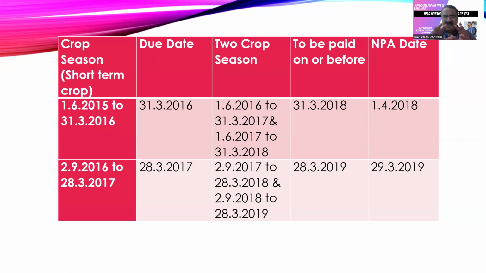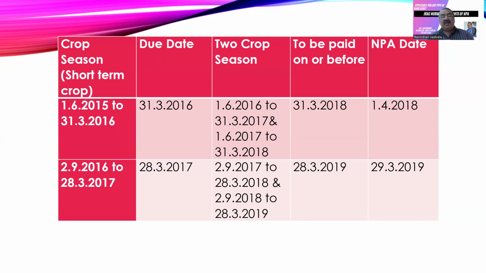If you understand this table very clearly, then agriculture advances classification with reference to NPA is very simple. I'm going to the second exercise. As per the sanction letter, the crop season is 2/9/16 to 28/3/17, and the due date is 28/3/17. And two crop seasons which come after the due date are 2/9/17 to 28/3/18 and 19.